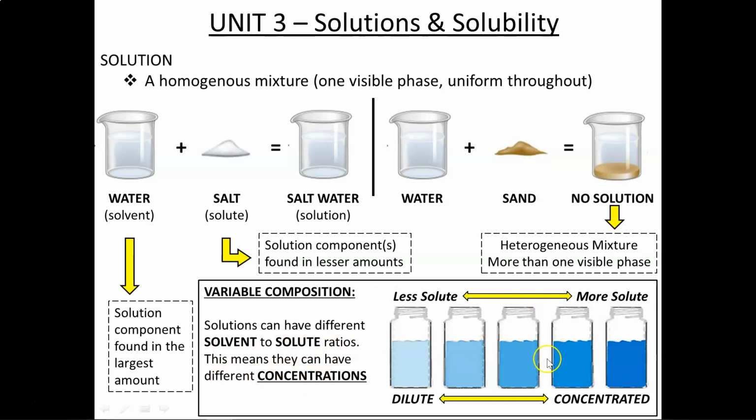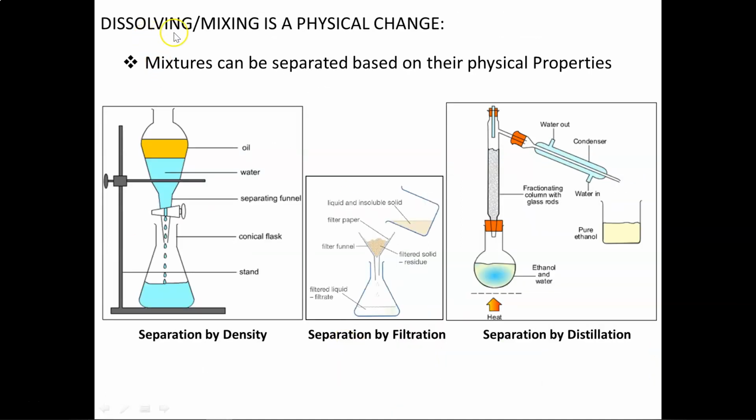Now just by looking at this diagram, I can tell that this darker colored solution has more solute. In such cases, we say that it is concentrated. Meanwhile, the lighter colored solution has less solute. In these cases, we call it dilute. Now if you recall, when we're dissolving or mixing something, this is a physical change. So the chemical composition remains the same, even if the substance looks different.